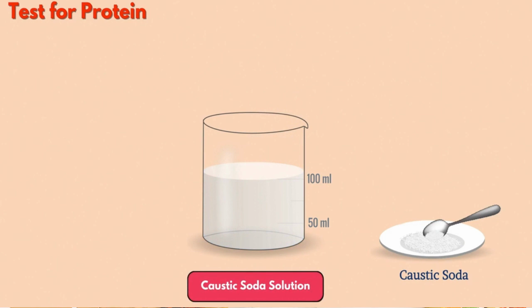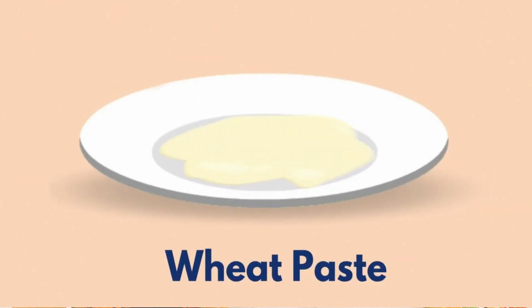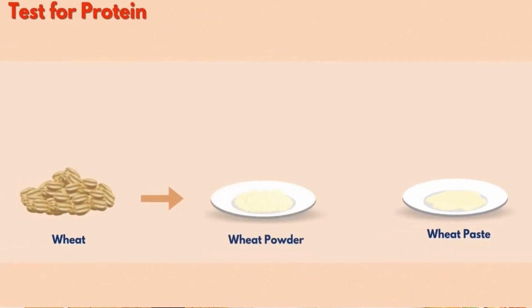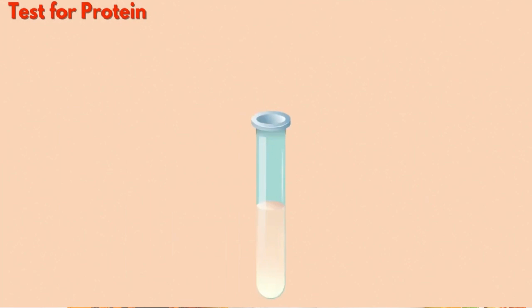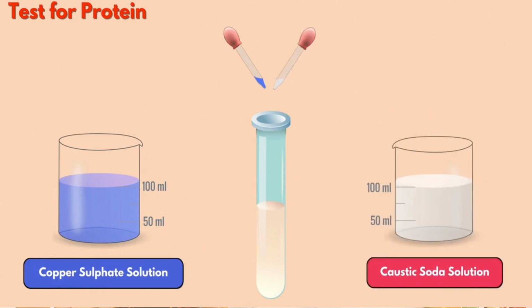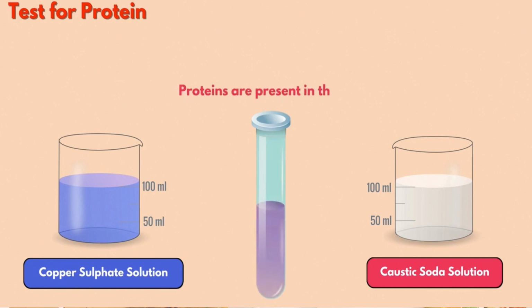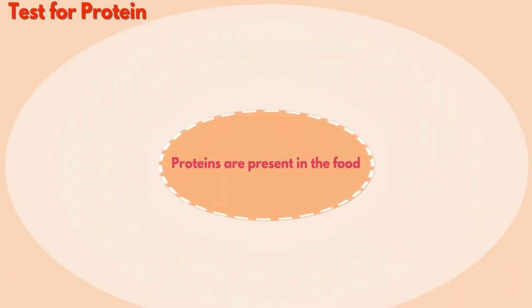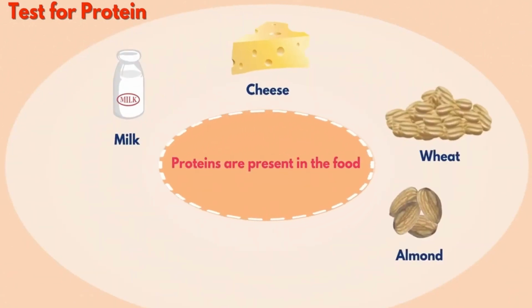Now take the food item. If the food item is solid, we will grind it into either a paste or powder. Pour this powder or paste in a fresh test tube and add a few drops of 2% copper sulfate and 10% sodium hydroxide in the test tube. Then we will get a dark yellow or brown colored substance. Then this experiment concludes that proteins are present in the food items.